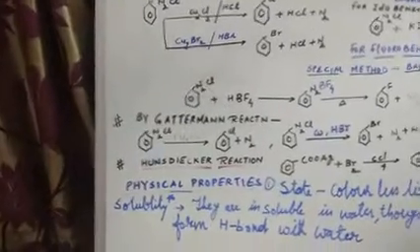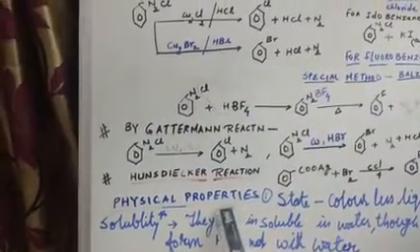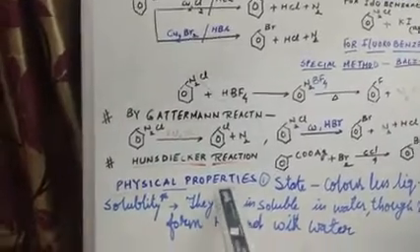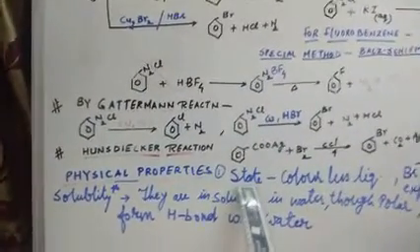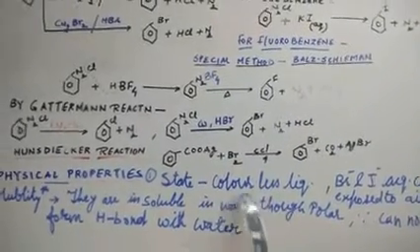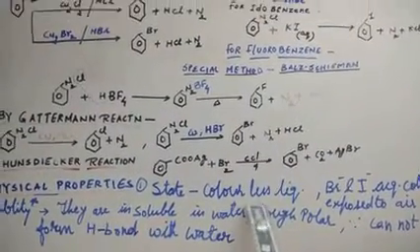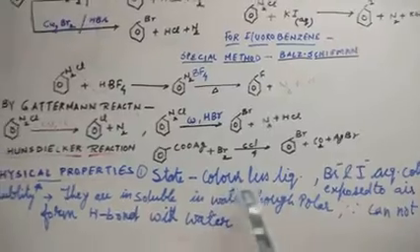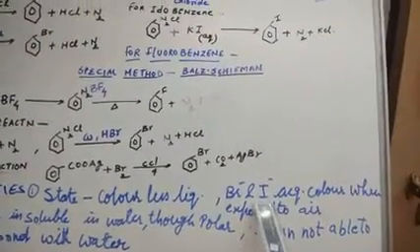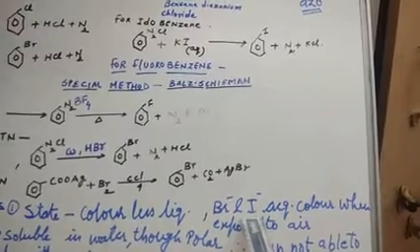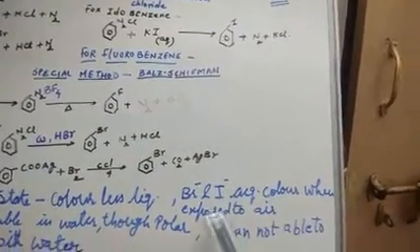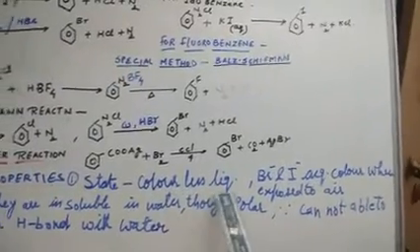Now we are proceeding towards the physical properties of alkyl halides or aryl halides. First of all, I am taking the state in the physical properties. State: it is a colorless liquid. Generally, all the alkyl halides are colorless liquids. Why am I using the word generally? Because alkyl bromides or alkyl iodides, if they come in contact with the atmosphere, acquire some color. Okay, but generally they are colorless liquids.